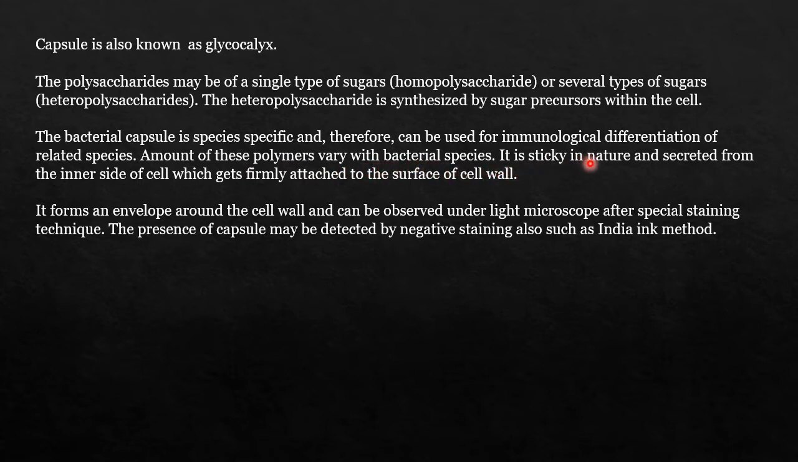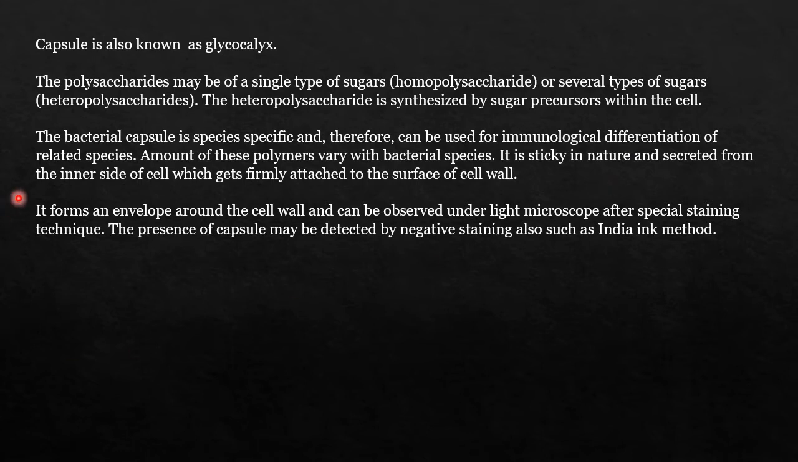It is sticky in nature and secreted from the inner side of the cell wall, which gets firmly attached to the surface of the cell wall. Depending on what type of glycocalyx it is, and also on the amount of that particular polymer, it can be a capsule or it can be a slime layer.